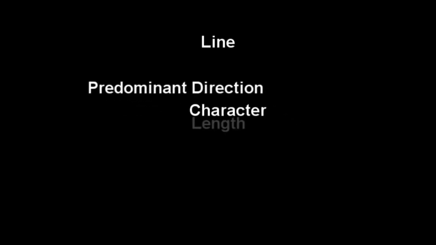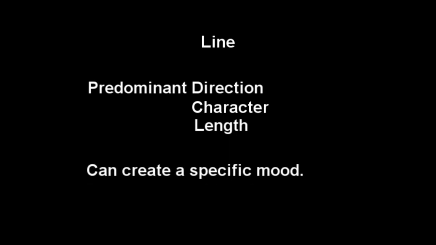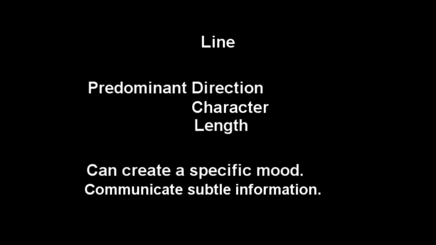In relation to a play production design, the predominant direction, character, and length of a line can create a specific mood, as well as communicate emotional content and other subtle information to the audience in both a conscious and subconscious manner. Let's see how this is done.